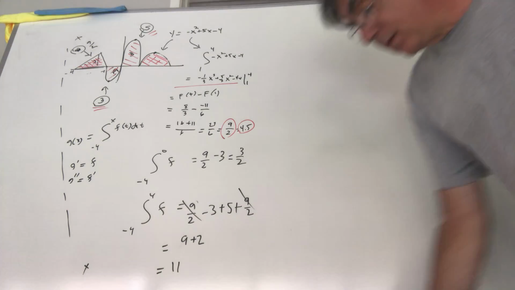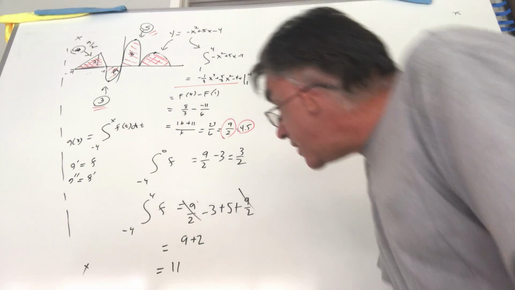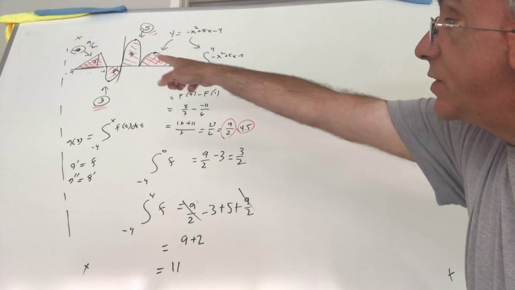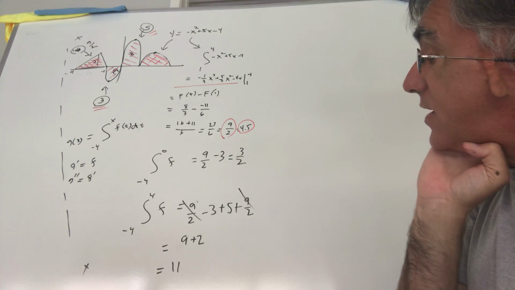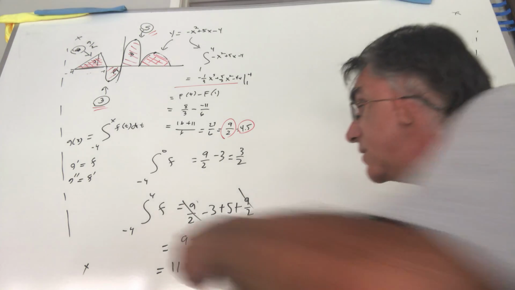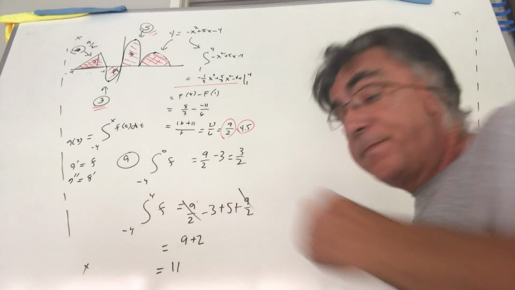So again, keep in mind that when you do integration from left to right, the 3 top ones count as positive, and that one bottom one, that area of A, is going to count as a negative. So there's the answer to A.